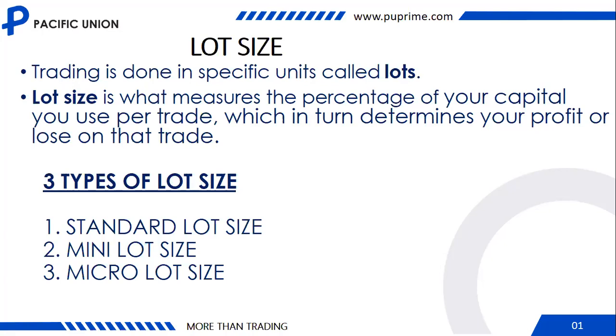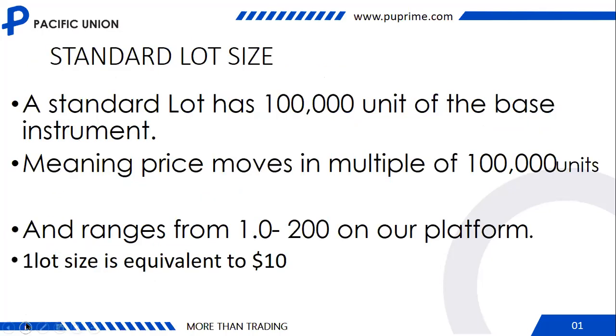So let's talk about the standard lot size. What is a standard lot size? The standard lot size has about 100,000 units of the base instrument. Remember we said that the base instrument is the first instrument in a particular trade. So the price moves in multiples of 100,000 units. Wow, this is huge. If you're using one standard lot size, just know that once a movement is moving, it is carrying 100,000 units of the base instrument.